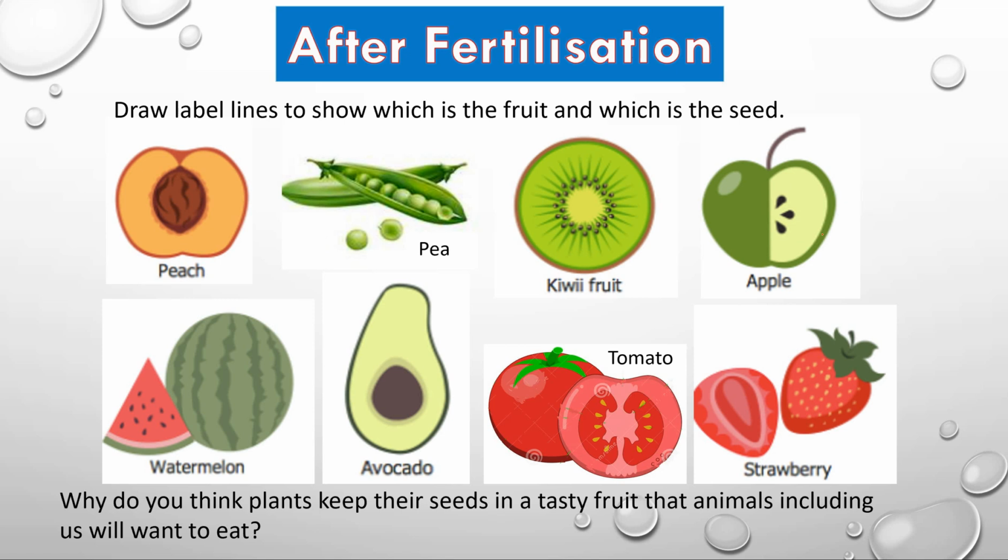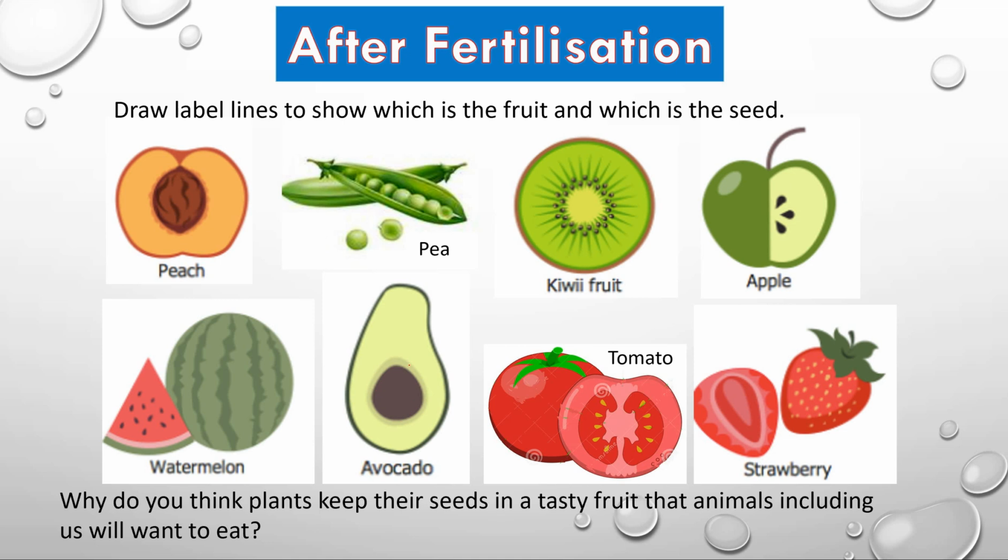So the apple we've just talked about, kiwi fruit, okay, the seeds are the little black dots on the inside, and the flesh is the fruit. In peas, the pod is the fruit and the peas are the seeds themselves. In the peach, it is the stone that is the seed and the peachy flesh is the fruit. Watermelon, the little black pips are the seeds, and obviously the lovely red juicy flesh of the watermelon is the fruit.